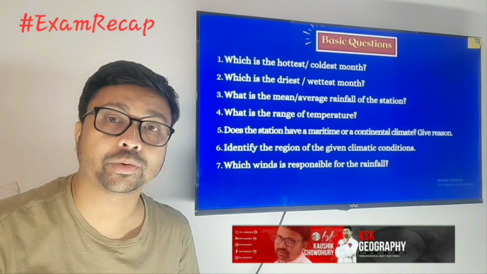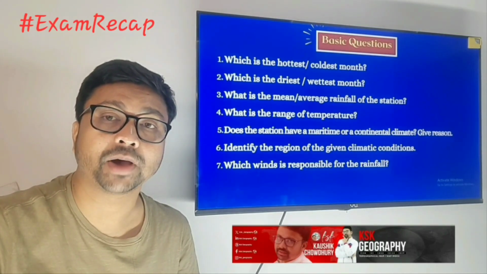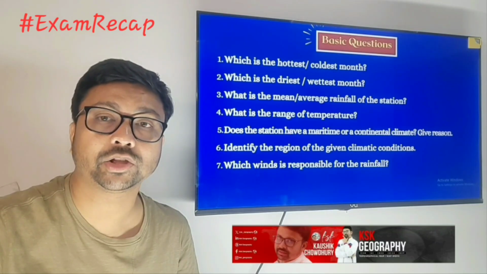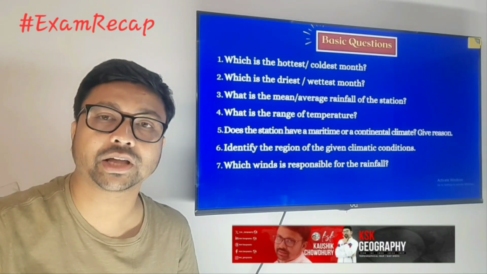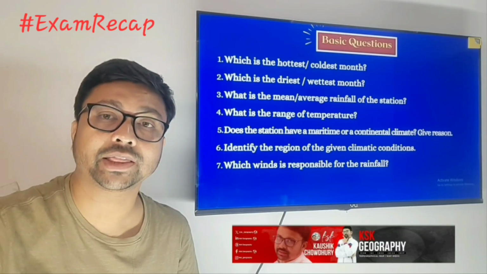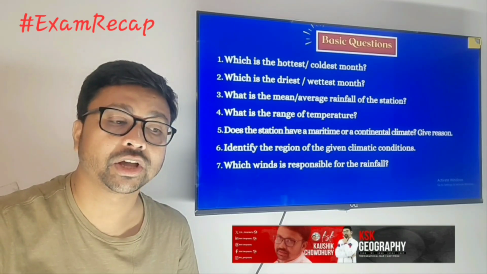Next, you need to identify the place name. How will you identify the place name? You can identify first of all, whether it's coastal or interior part, and as per the rainfall distribution you can identify the place.